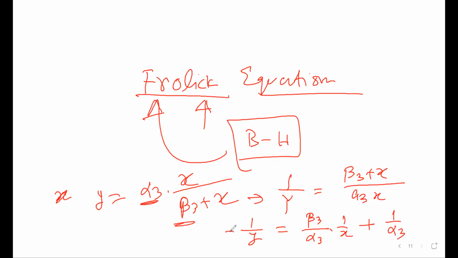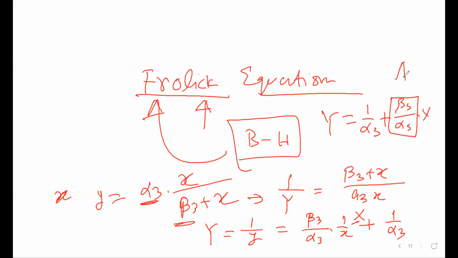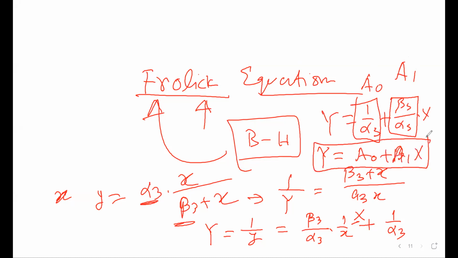Then you call this quantity capital Y and this quantity capital X. Then your equation will be Y is equal to 1 divided by alpha 3 plus beta 3 divided by alpha 3 into X. This is a constant, call it A0. This is another constant, call it A1. Then your equation would be Y equal to A0 plus A1 X, isn't it? Yes, sir. And you can easily use this equation to fit, okay?